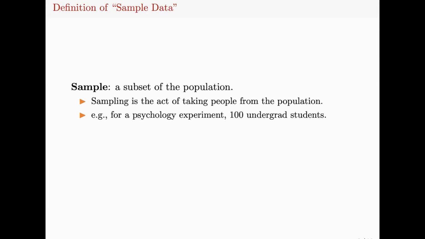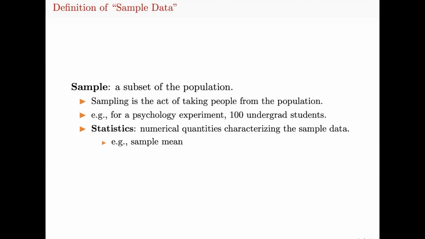On the other hand, sample refers to a subset of the population. The word sampling is the act of taking people from the population. For a typical psychology experiment, we usually recruit undergraduate students as our sample. For example, you can recruit 100 undergraduate students for the sample of your psychological study.